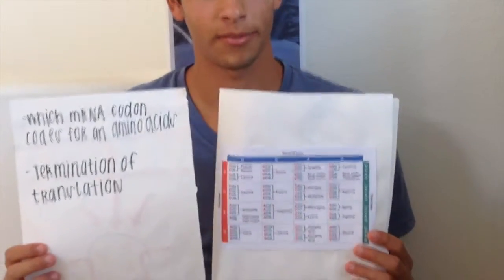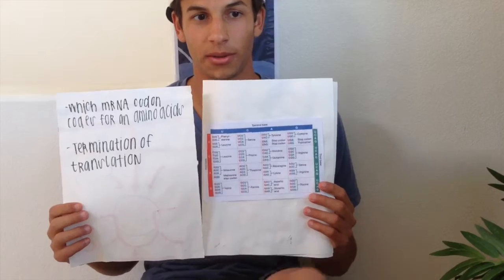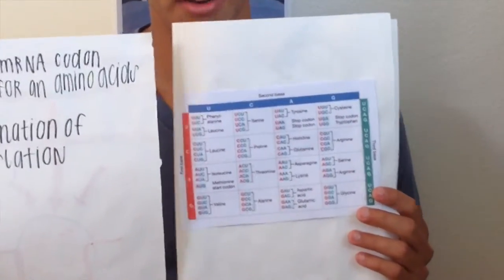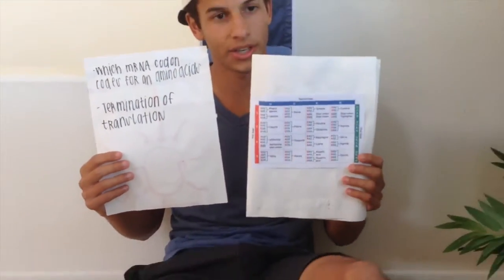We use the mRNA coding dictionary to determine which mRNA codon codes for which particular amino acid. Example, the mRNA codon CGA codes for arginine. The codon AUG not only codes for the amino acid methionine, but also indicates the start of translation.